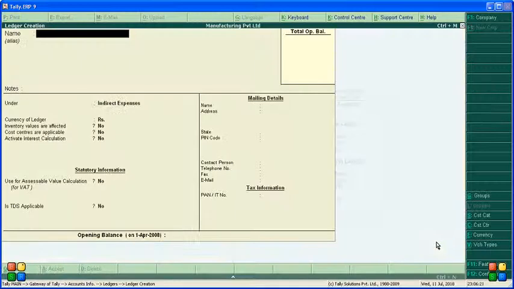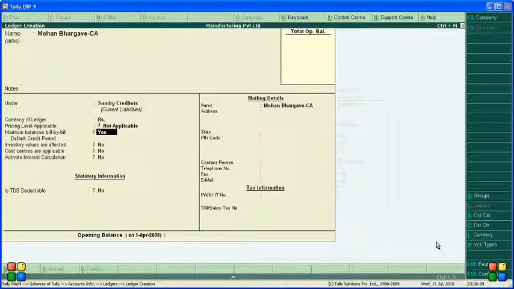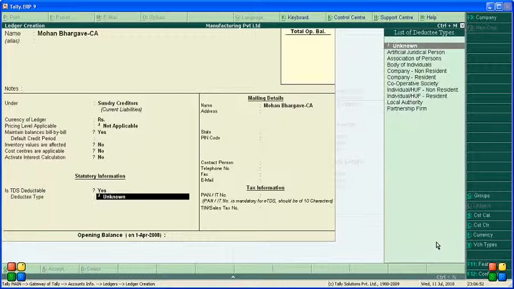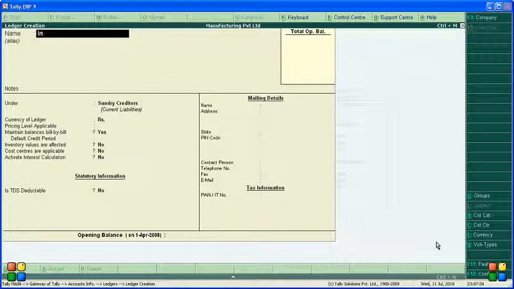Create a ledger. The chartered accountant name is Mohan Bhargav CA. Under sundry creditors, the parties to whom we have to pay money. No price list, maintain bill by bill yes, no default credit period, inventory no, cost centre no, interest calculation no, TDS yes. Accept the TDS screen. Here take individual or HUF resident. Then accept the default screen.